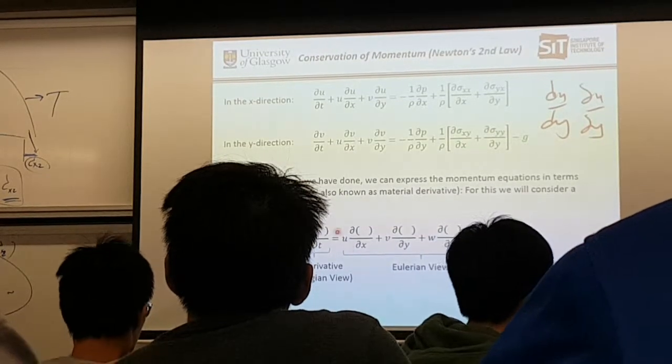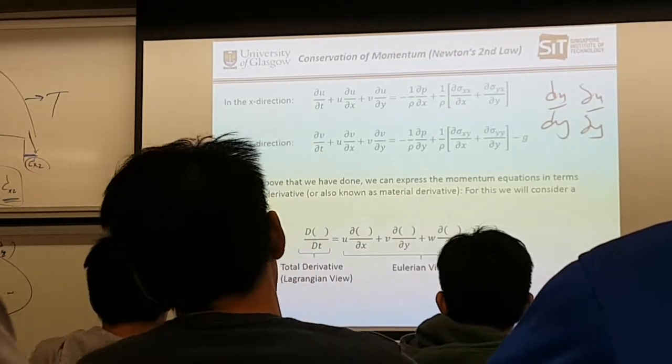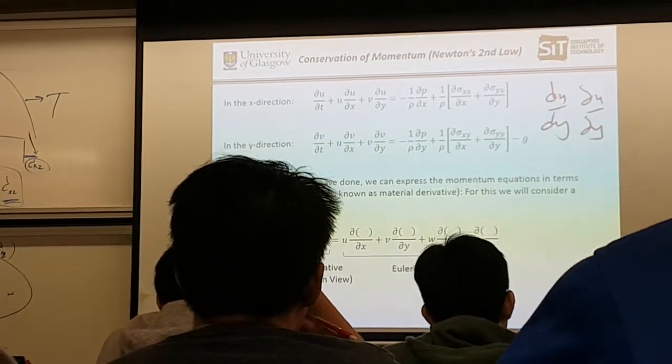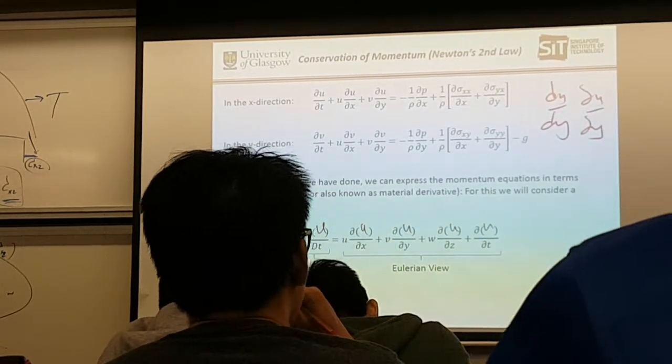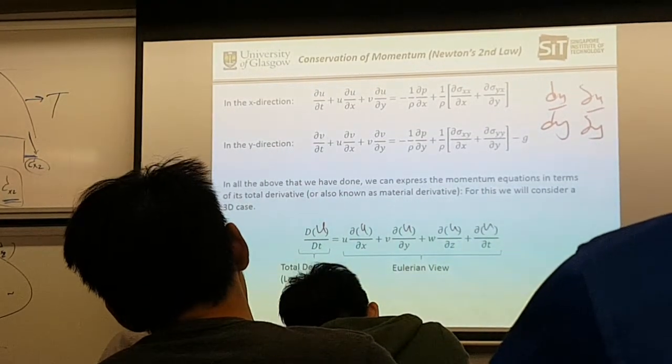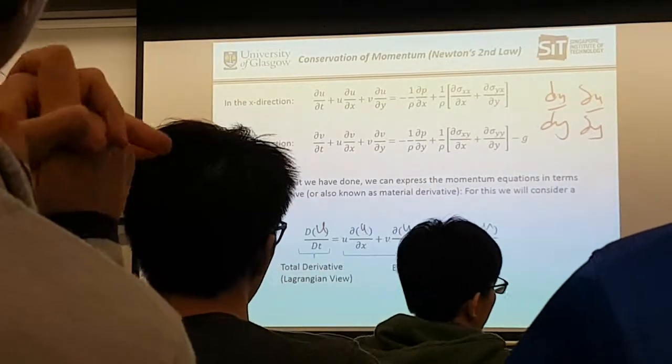So if I put a u here, all these things will be u. You understand what I'm saying? Instead of writing 4 terms, I write 1 term. Mathematically it represents all the 4 terms I'm looking for.